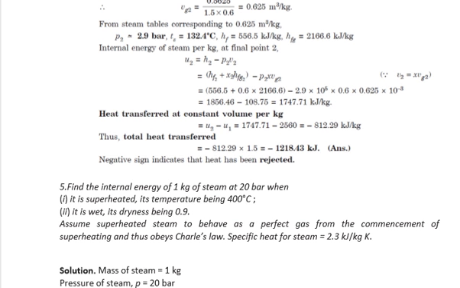Then again you have to determine the internal energy of the steam per kg at final point 2. U2 equal to H2 minus P2 V2. Again put all the values, and you will get 1747.7 kJ per kg. This is the internal energy at point 2.